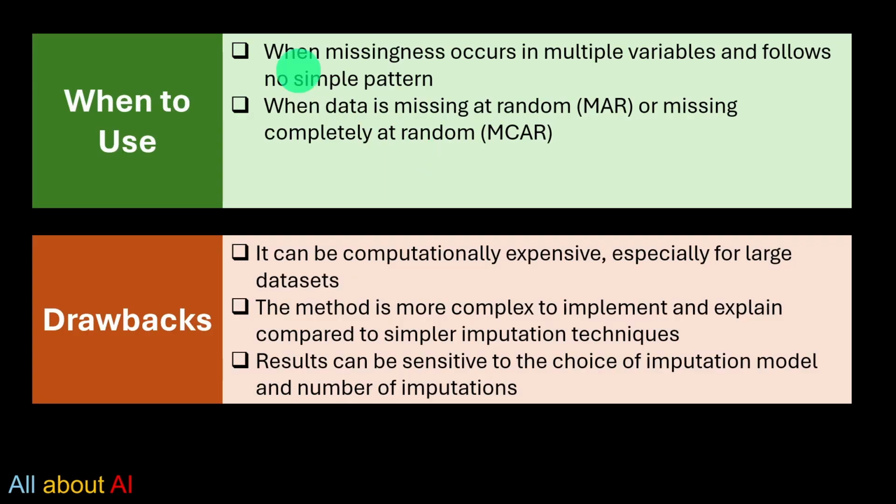When to use? When missingness occurs in multiple variables and follows no simple pattern. This is useful for both MAR and MCAR. It can be computationally very expensive, and may be even more difficult if the dataset is large. Complexity: the method is more complex to implement and explain compared to other simpler imputation techniques. Results can be sensitive to the choice of imputation model and the number of imputations.